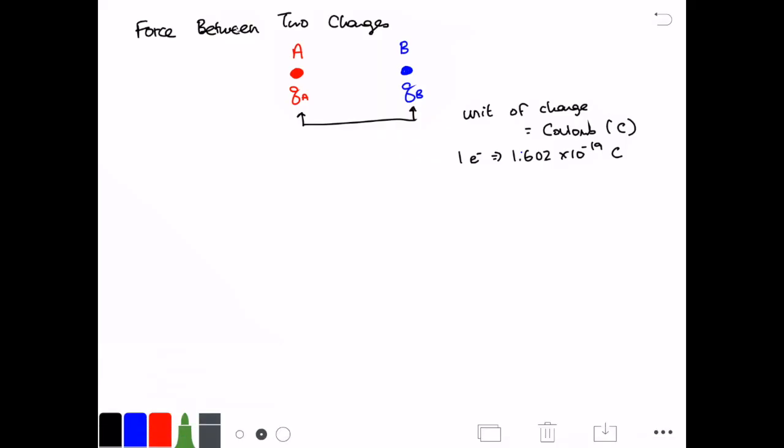The other thing that matters, of course, is the distance. The further apart they are, the smaller the force. This D here is in meters, because that's the SI unit.